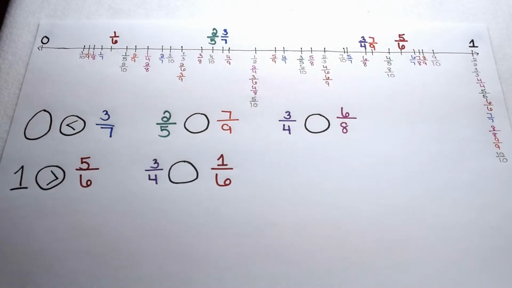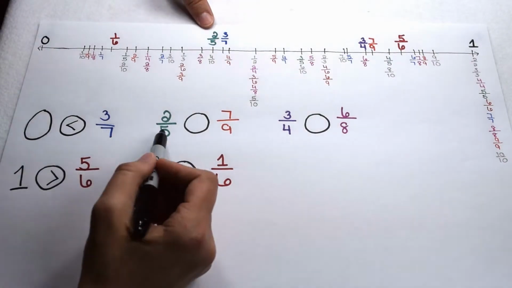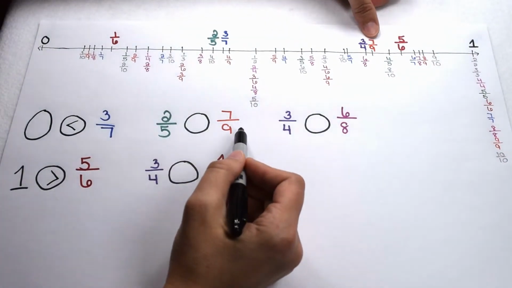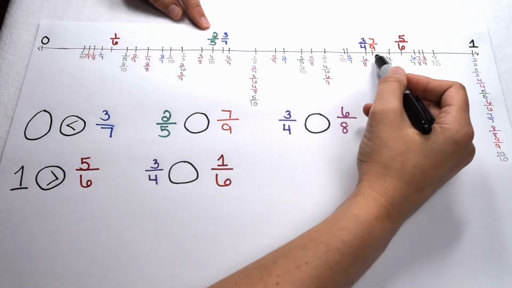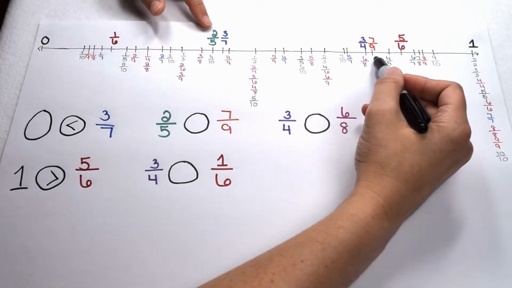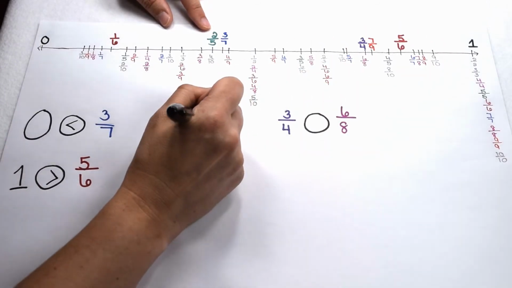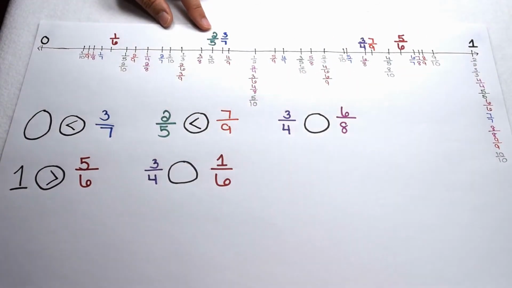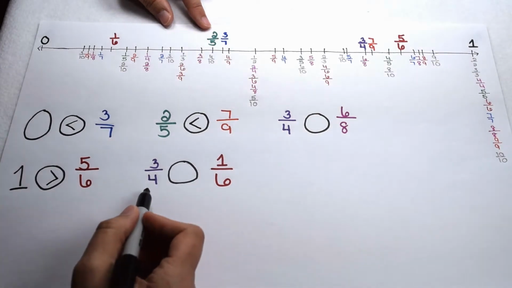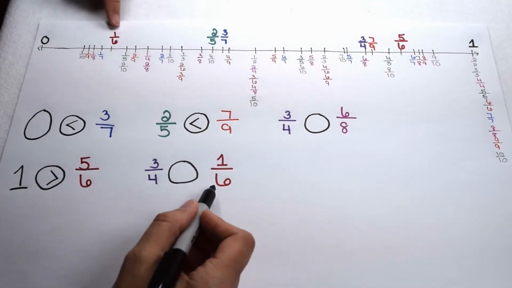But let's look at comparing some that fall in the middle. Here we want to compare 2/5 to 7/9. Well, here is 2/5 and here is 7/9. 2/5 falls farther to the left than 7/9, so that tells us that 2/5 is going to be less than 7/9.